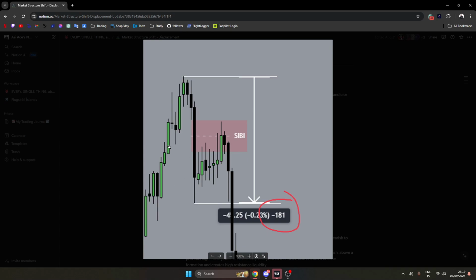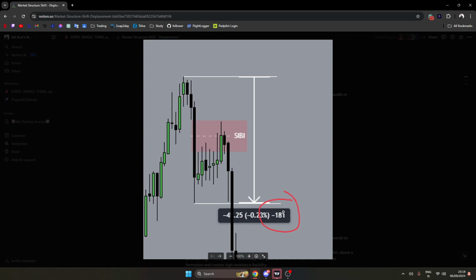We'll go over that soon enough. But you can see we created a fair value gap here. I know I haven't taught that yet. That also comes soon. But this is a SIBI, sell side imbalance, buy side inefficiency. You can see this displacement right here is 181 ticks. That's a lot, especially for a displacement. When I see a displacement, I want to see around 80 to 120 ticks. So 180 is more than enough.